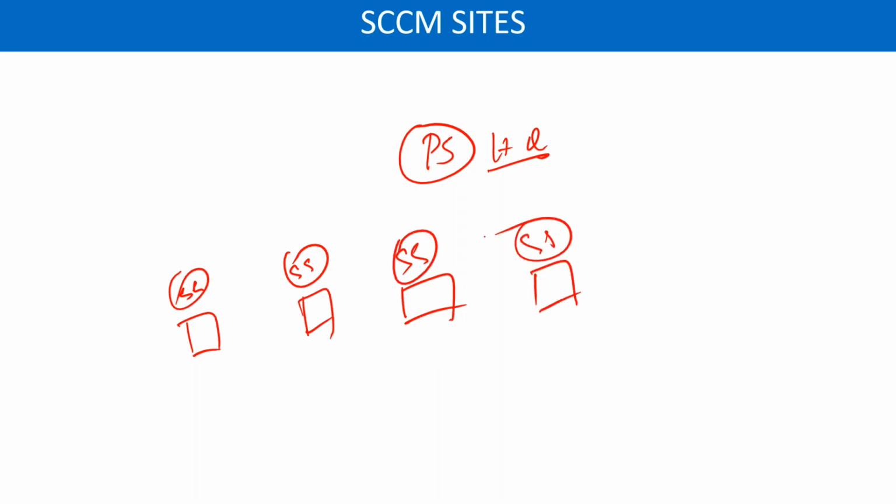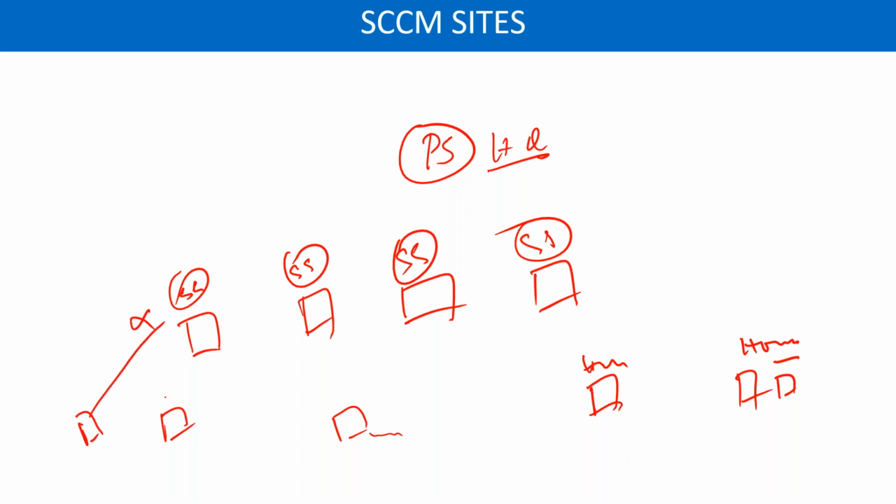Secondary site, distribution point. Now, since all people are now working from home, some people are working from London, some people are working from New York, some from a different region. So people will not be connecting to this one. Why? Because these are only for the offices. So they will be connecting to which one?